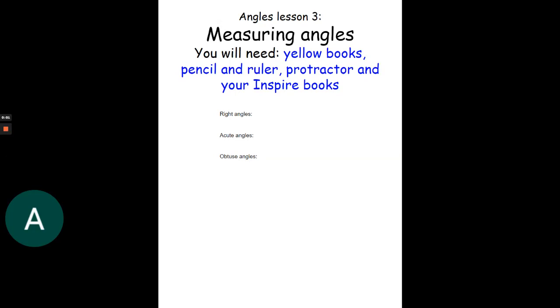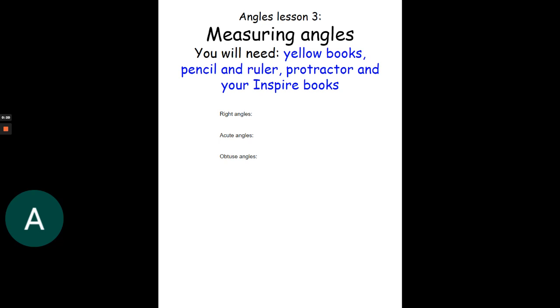Morning Saturn class, we are going to carry on our work on angles. We're going to have a lot of fun measuring angles today. You're going to need your yellow books, a pencil and ruler, your protractor and your Inspire books. But first we're just going to recap right angles, acute angles and obtuse angles.